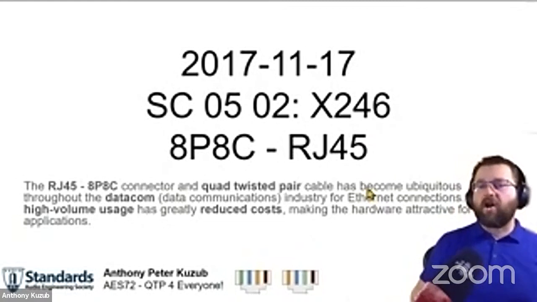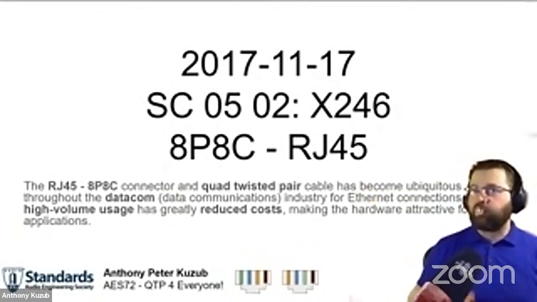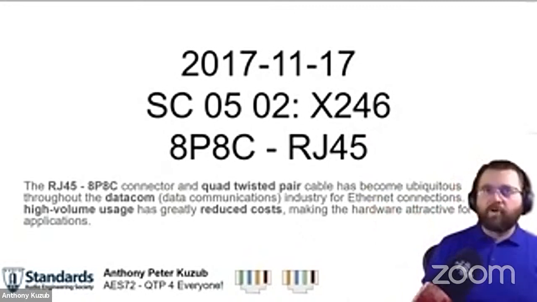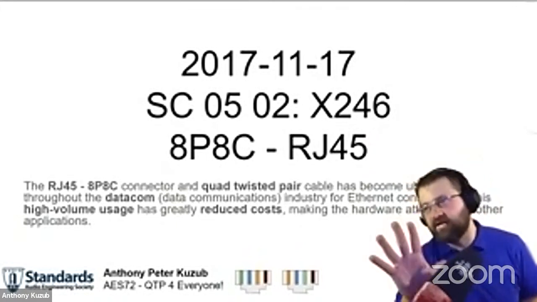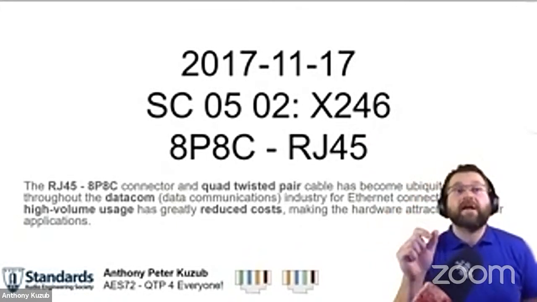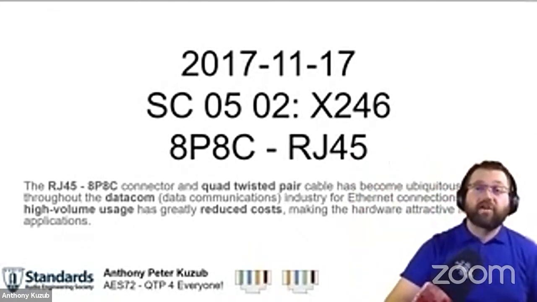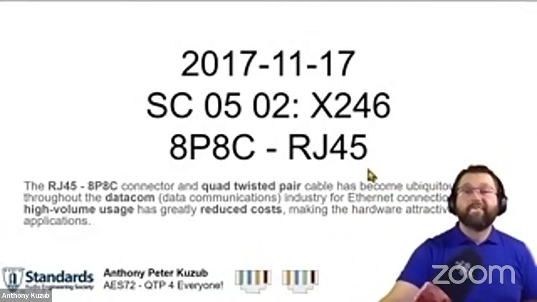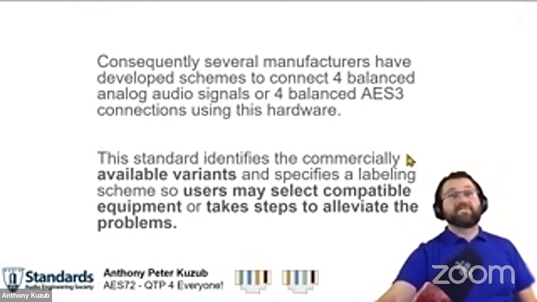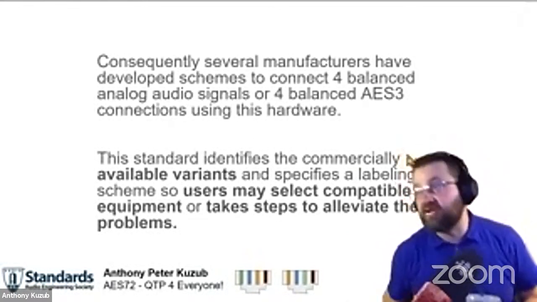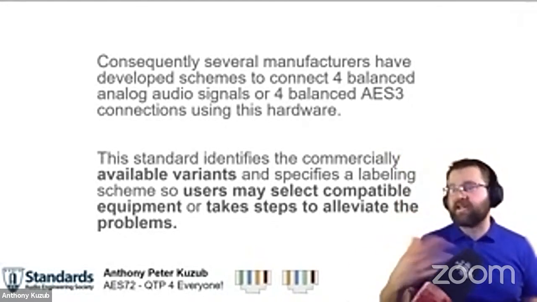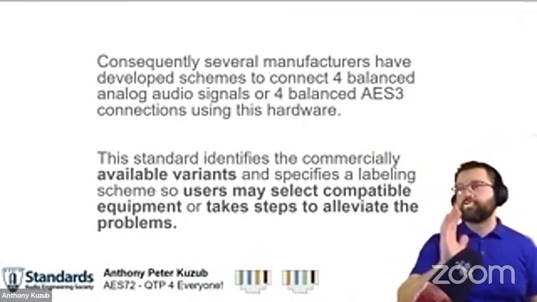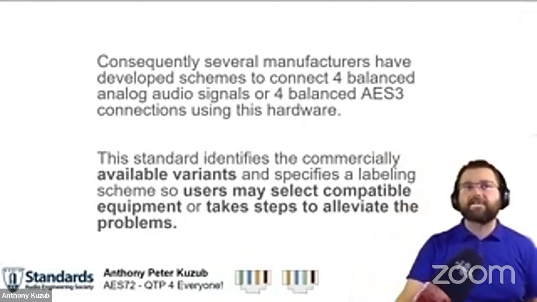And this RJ45 8P8C connector and quad twisted pair, and we'll talk about why we called it quad twisted pair. It's just everywhere. Datacom, just everywhere. Ethernet. It's not Ethernet. Let's not call it Ethernet. Whatever you do, don't call it Ethernet. It's high volume. I can go to the Home Depot and build a recording studio out of stuff that's out of the Home Depot. But because it's just so ubiquitous, manufacturers have developed their own way of interconnecting these devices from one thing to another. And there's only 4 channels between these devices.